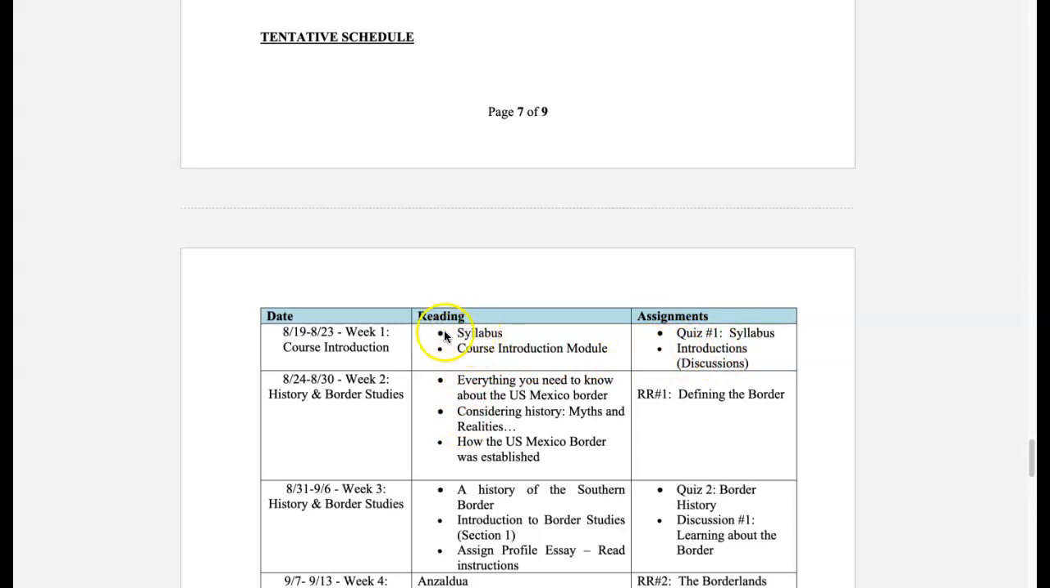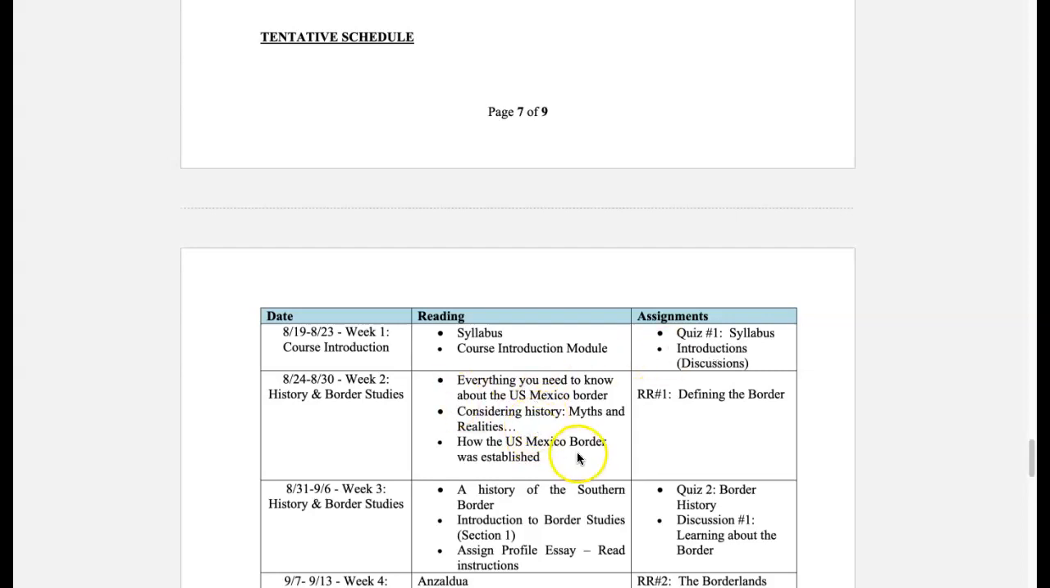For this first week, you're supposed to go over the syllabus and the course introduction module, and then we have quiz 1 and the introductions discussion. Now, keep in mind that typically quizzes are due on Saturday, but because this is a short week, the discussion and the quiz are both due on Sunday.